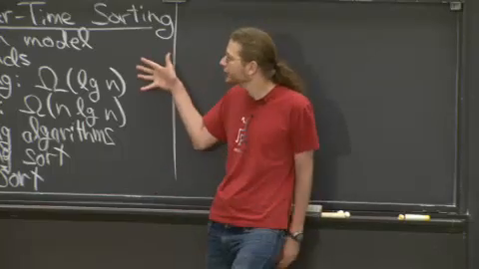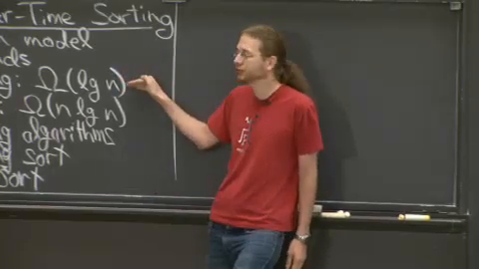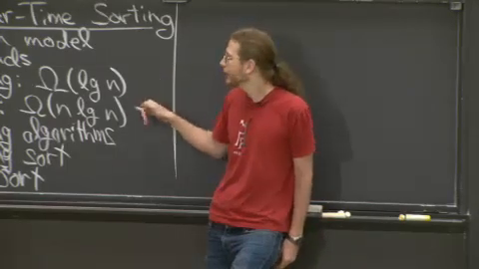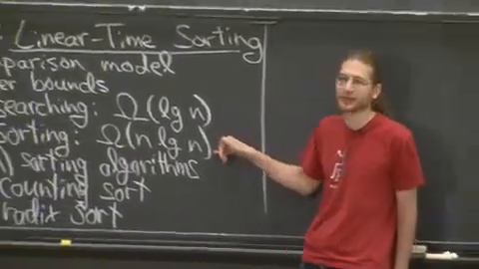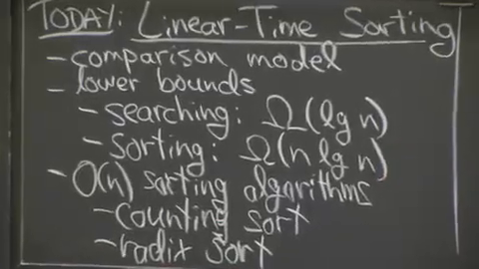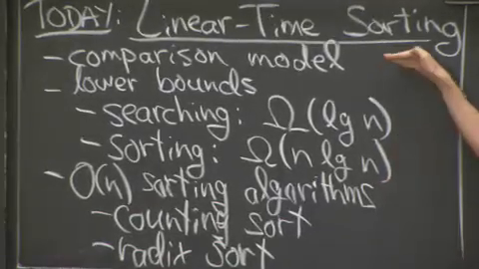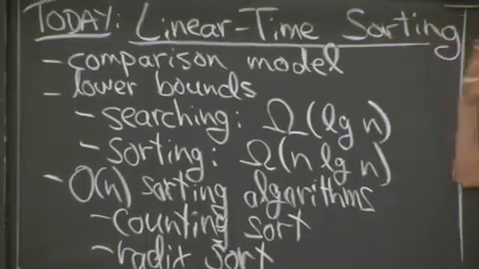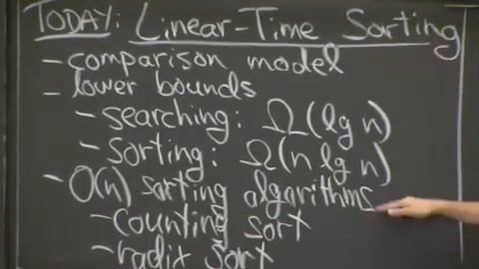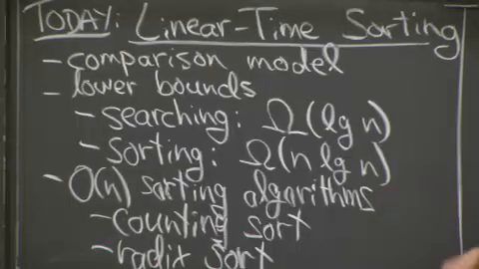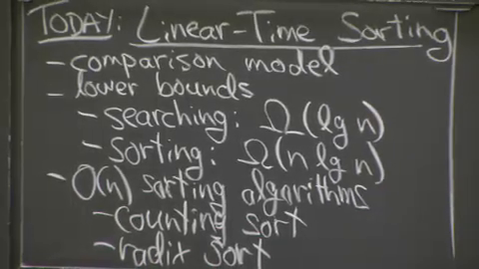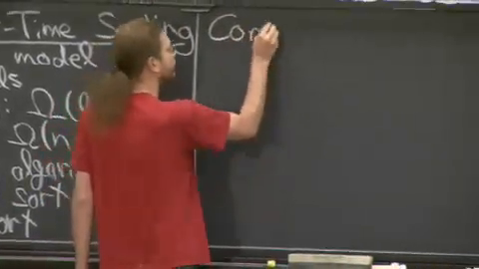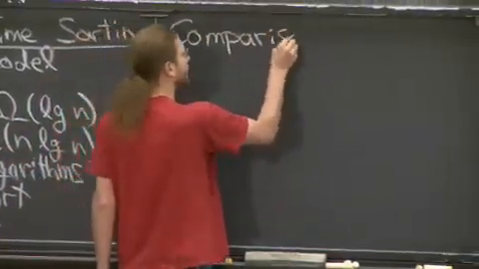We're going to prove two very simple lower bounds. One is that searching requires log n time. This is basically binary search is optimal. And the other is that sorting requires n log n time. This is that merge sort is optimal. And then we're going to break outside of that comparison model, work in a different model of computation, our more usual RAM model, and show that in certain situations we can get linear time. So that's the plan. Let's start with this comparison model.